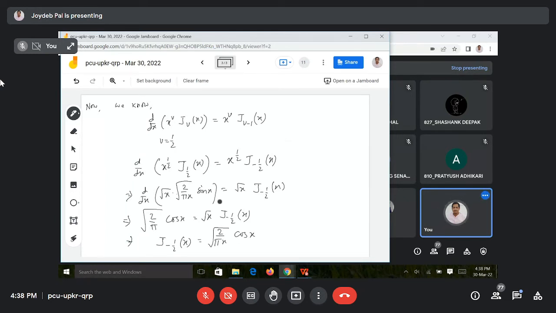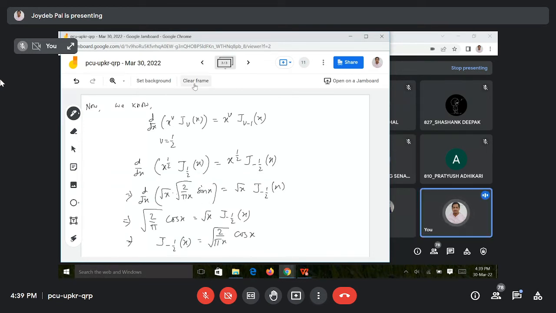Okay, but if it is asked to prove only this, don't show only this part. Before that, you have to prove J half x is equal to square root of 2 by pi x sin x. Do you get it? Don't apply the property directly and don't write J half is equal to, we know that, square root of 2 by pi x sin x. You have to prove it first. In the exam we can prove J half and do this process to find J minus half. Yes.